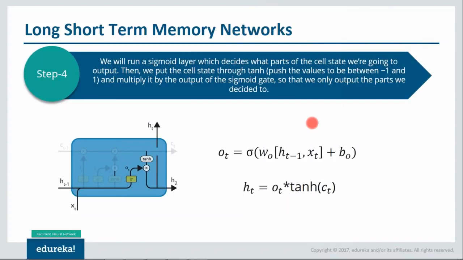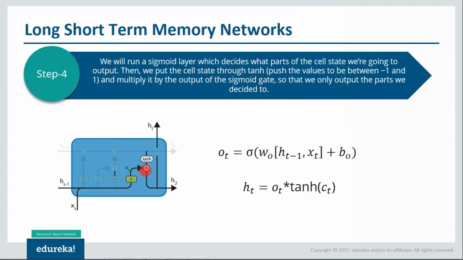Now our last step is to decide what we are going to output, and this output will depend on the cell state, but it will be a filtered version. Finally, we need to decide what we are going to output, and this output will be based on our cell state. First we pass ht minus 1 and xt through a sigmoid activation function so that we get an output, ot.